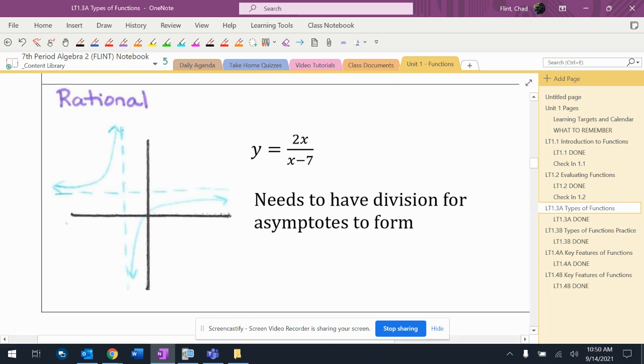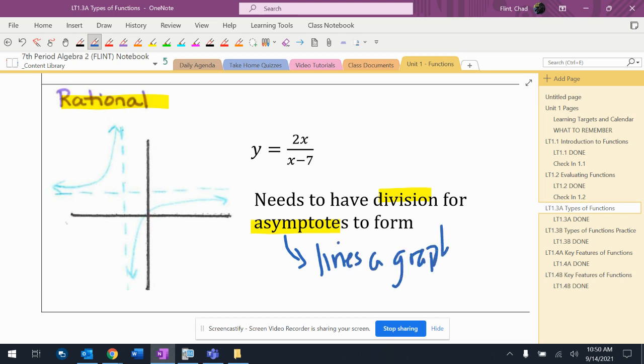Rational functions are going to have division, so they can have asymptotes. All right, and asymptotes, just in case we're not sure what those are, are lines a graph does not hit or cross.